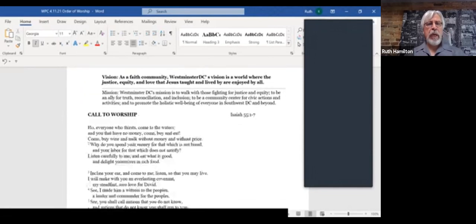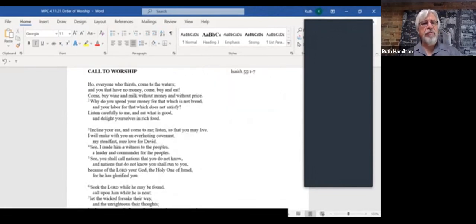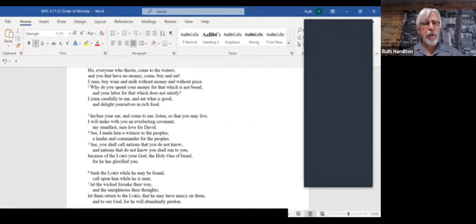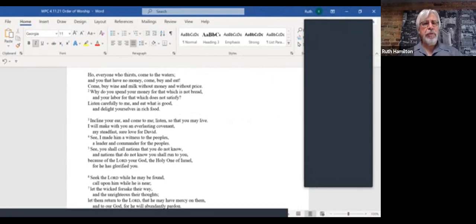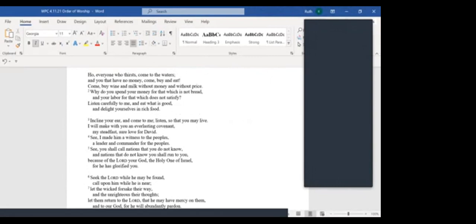Amen. Our call to worship today comes from Isaiah 55. Let me ask three people to unmute yourselves and read these verses in the paragraph form that they are. Can somebody do that? I will.